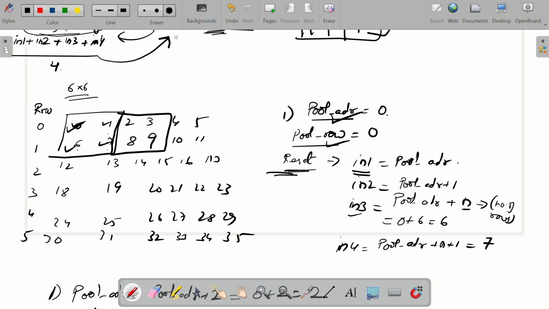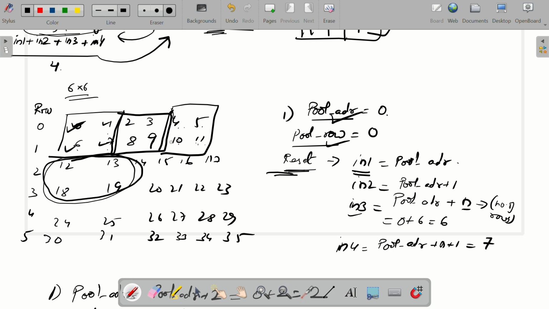So after 2, 3, 8, 9 is done, what is the next set of pixels? 4, 5, 10, 11. Now here comes an important point. The moment you reach 4, 5, 10, 11, it's evident visually that you have reached the end of the row. The next stride has to be done here. This is what I need to achieve. How do I do that?